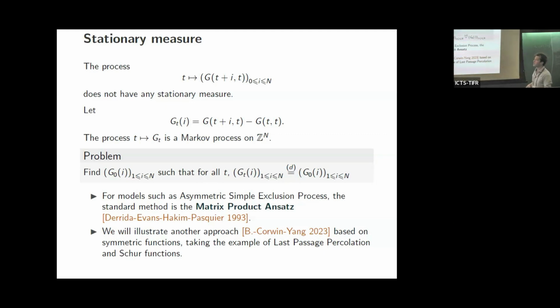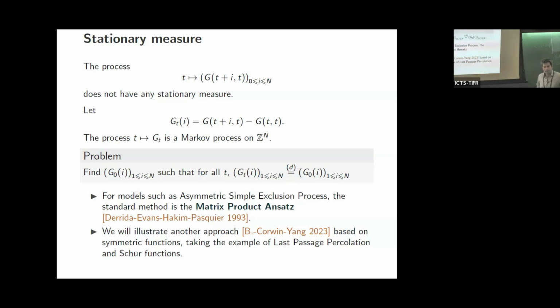And in order to apply the matrix product ansatz that I won't define in this talk, I will need to have a lot of matrices satisfying some commutation relations. However, last passage percolation is also very closely connected to Schur functions. And it turns out that one can exploit Schur functions and this connection to compute the stationary measure. And this is what I will say in the remaining few minutes.